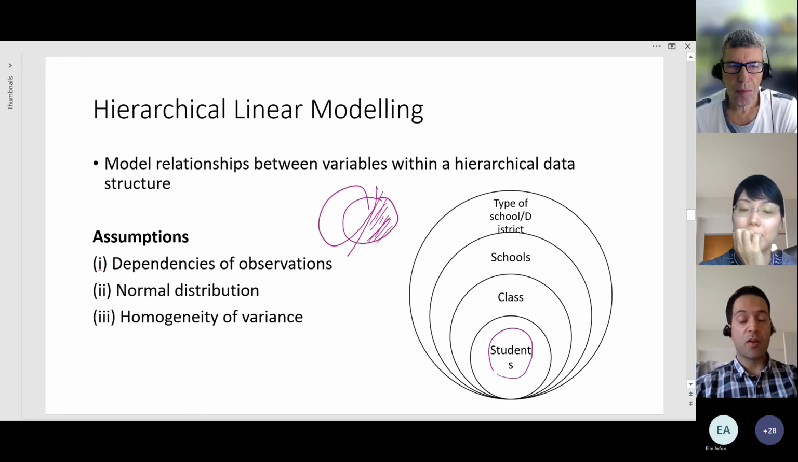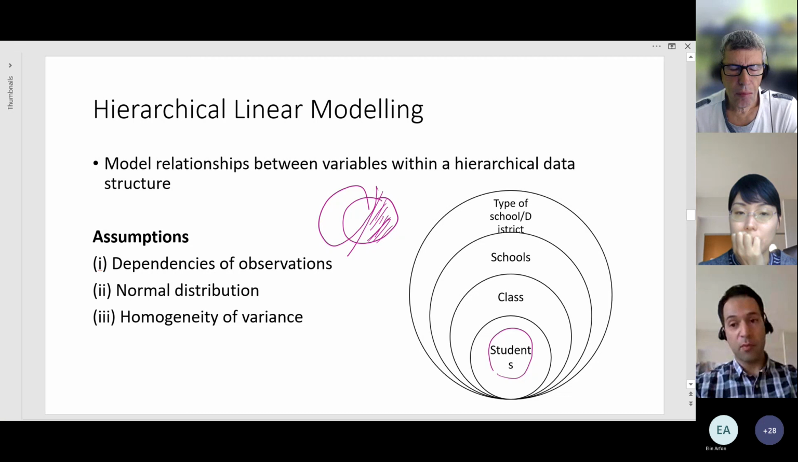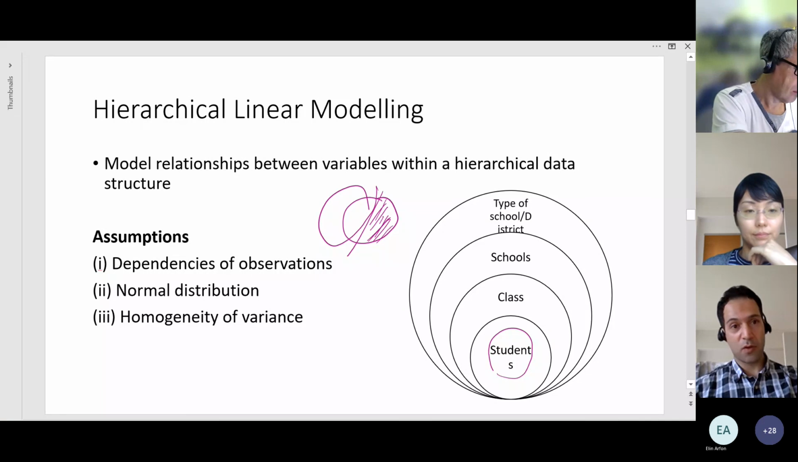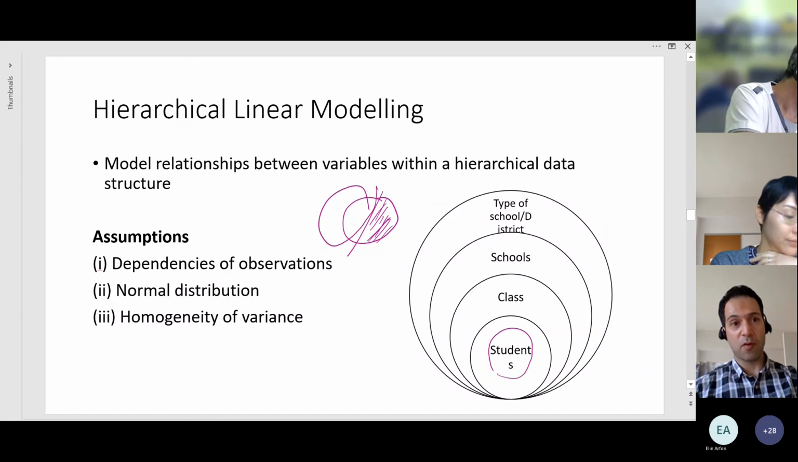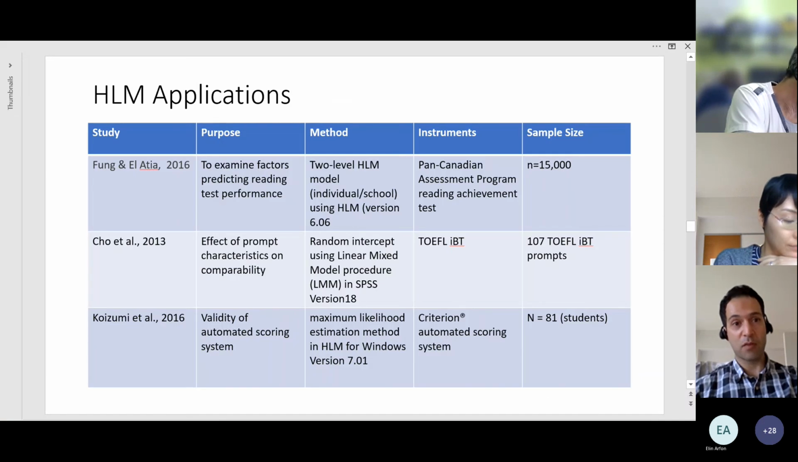Using hierarchical linear modeling allows us to partition that variance and to figure out how much other variables which are beyond the student can affect their performance. And it has enormous implications for fairness, justice, injustice, and validity, and concepts like that. If you'd like to talk about it more, I'm very happy to talk about it. These are some examples of HLM in language assessment. I can share the slides later with you.